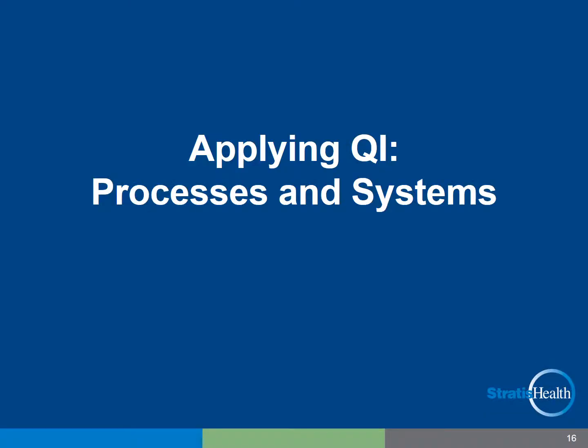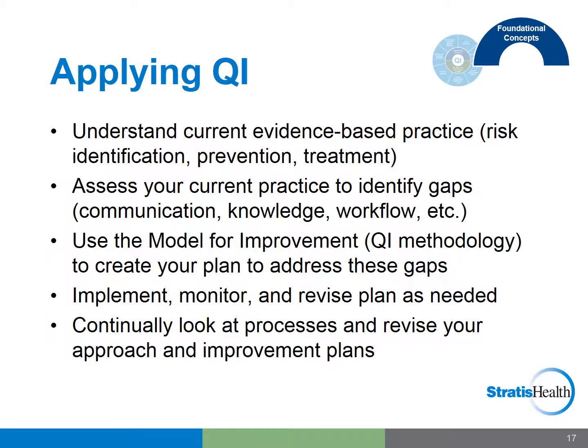Applying quality improvement, processes, and systems. In the previous section, you learned what QI is, so now let's focus on how we apply quality improvement to our work. QI opportunities are often a mix of issues where you are aware of needed improvement and other areas where the need is unknown.